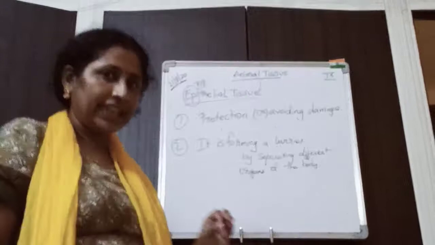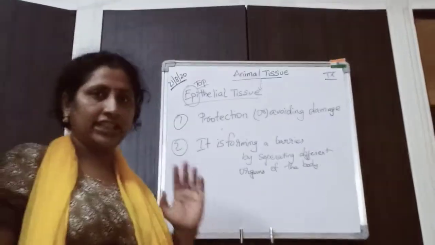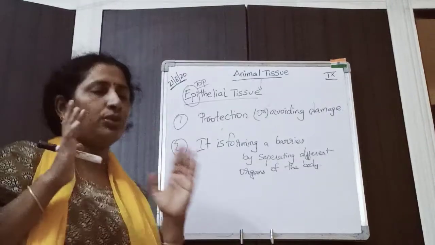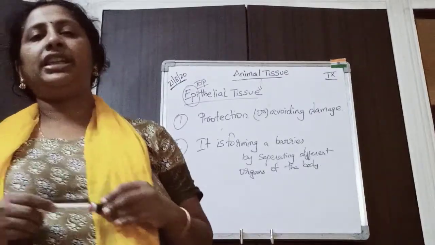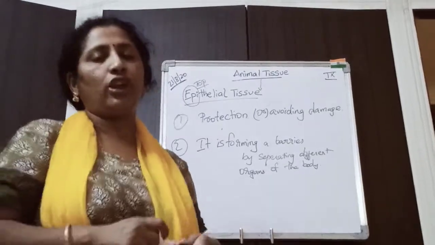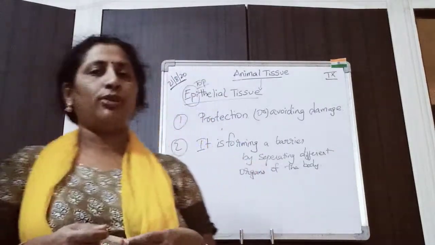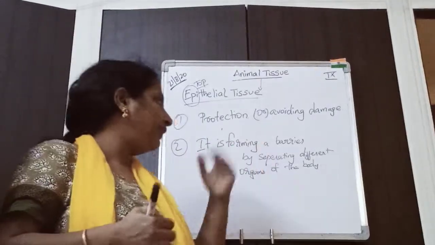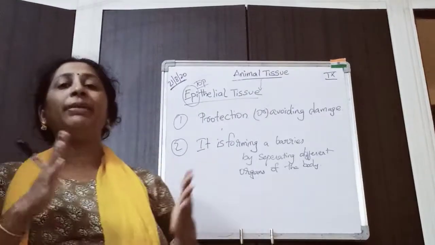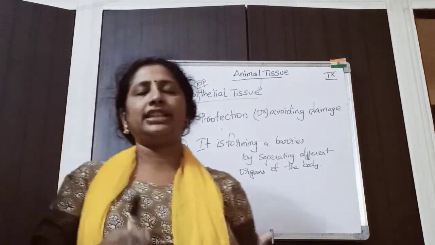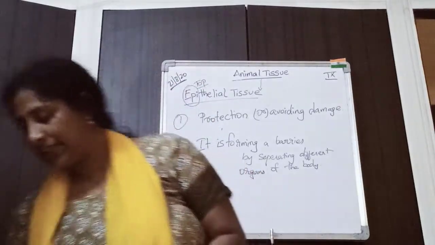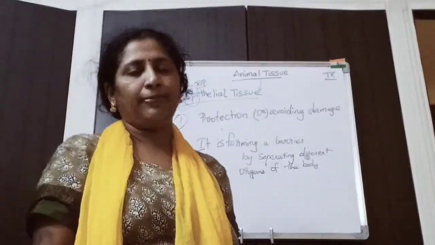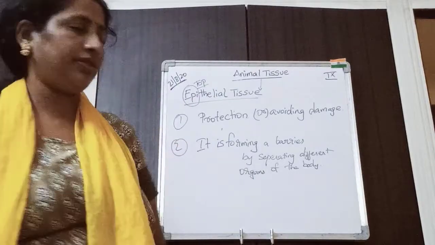So these are the main functions of the epithelial tissue. We will see more of that also. But the two major important functions of the epithelial tissue are protecting or avoiding damage to the inner parts of the body and separating the different organs from each other. Okay. Now we will see the different types of epithelial tissue and their functions.